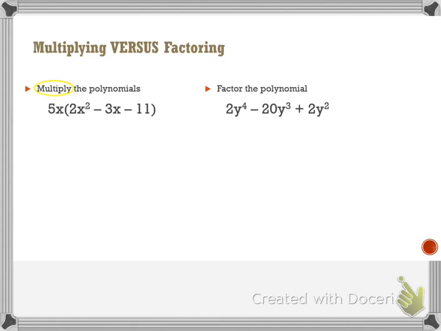So when I multiply these polynomials, remember I'm multiplying right now, I'm going to distribute 5x. So first I'm going to distribute 5x to the 2x squared, and I'm going to write this one all out because it makes a really nice connection when we start factoring. Then I'm going to distribute the 5x to the negative 3x, so I have plus 5x times negative 3x. Then I'm going to distribute the 5x to the negative 11.